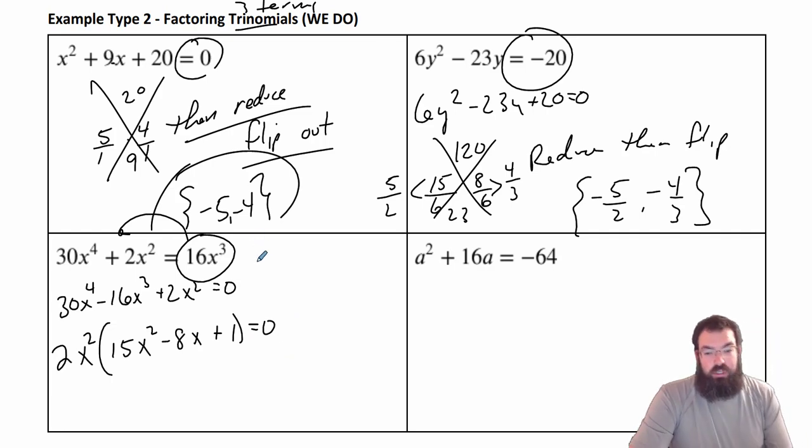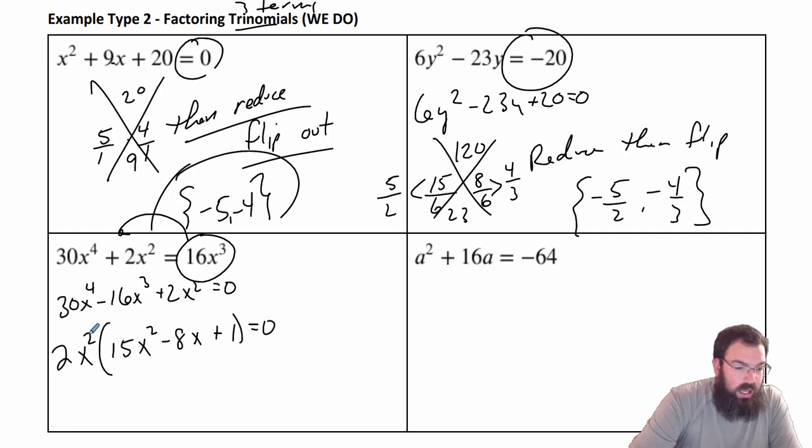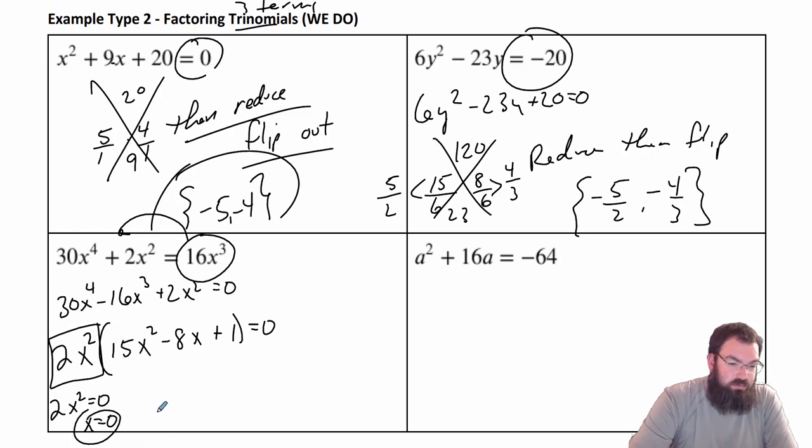Now, this is where it gets a little tricky. We got to understand what we're doing. I'm going to take this and equal it to 0. So like 2x squared equals 0, but that's x is equal to 0. So that's one answer, x equals 0.